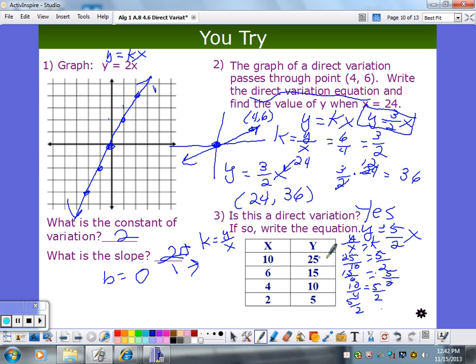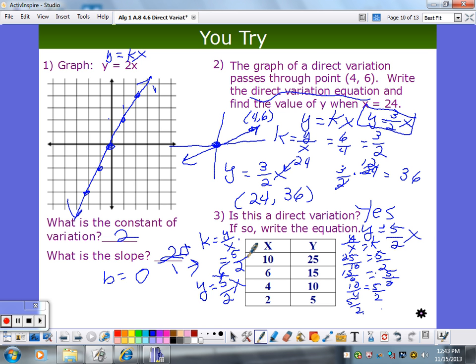So look at them. All the k's are the same. So I know what k is. And once I know what k is, finding the equation is simple. Because y equals kx, I just plug it into the k position. Right there. And that's it.